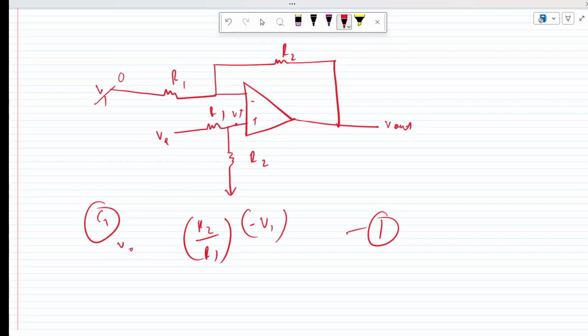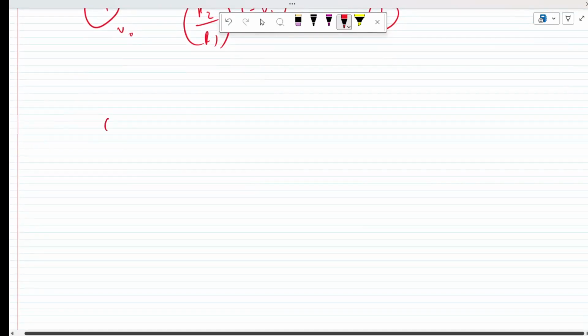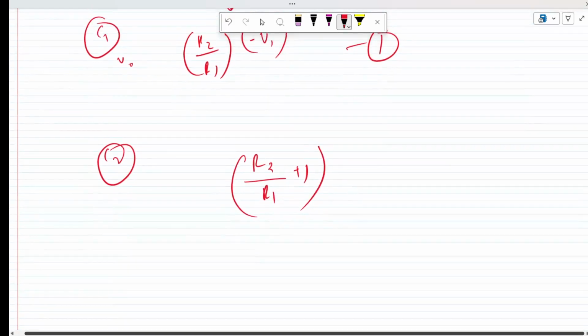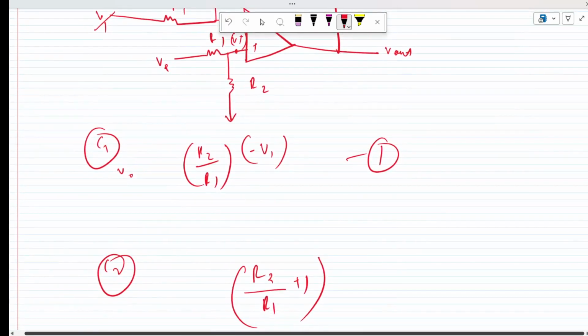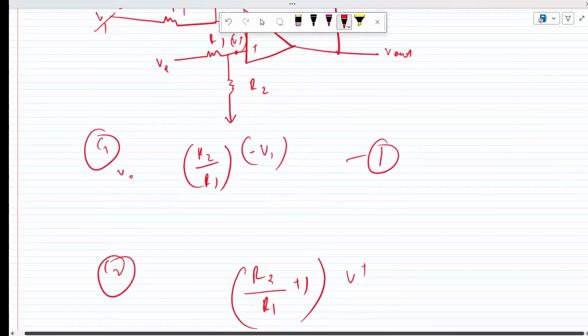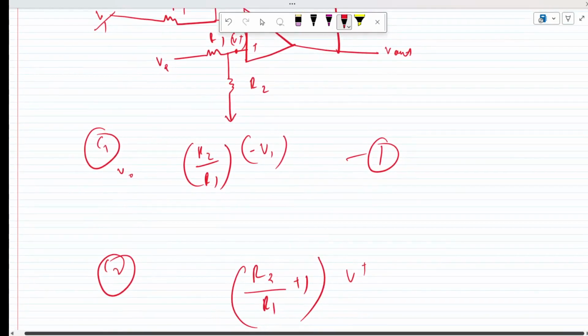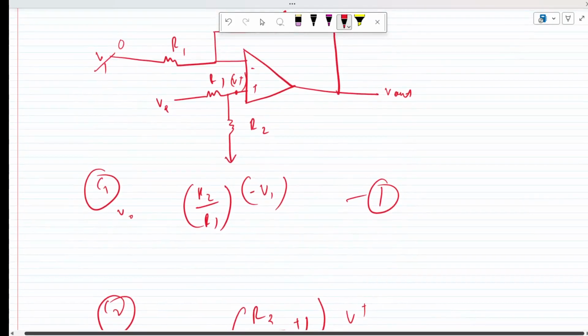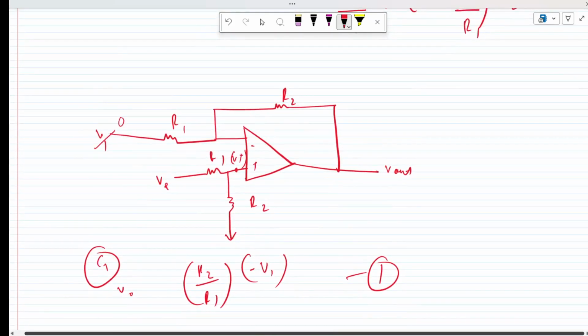Let's say this is V plus, right? So we have to consider the V plus voltage, and everything is the same. So the expression for case 2 is going to be R2 over R1 plus 1, times V positive. So we just have to find this V positive over here. How are we going to find that?